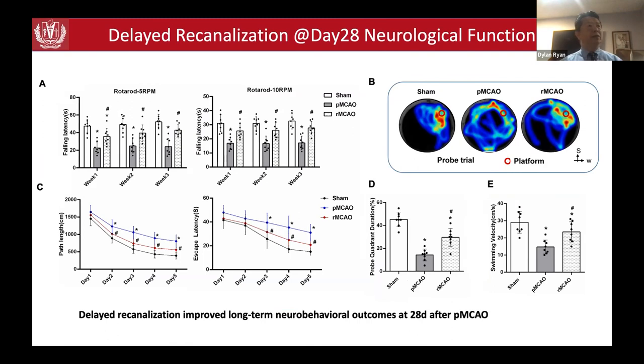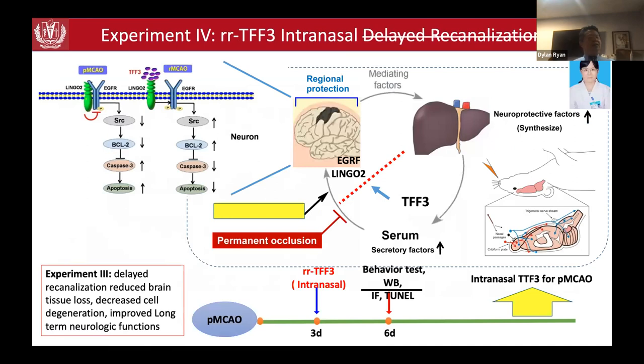Let the TFF3 from the liver get to the blood and then get to the brain. If you don't reopen the vessel, they stay in the blood. And after 10 days, they're gone. So if we reopen the vessel, they go into the brain. They make such a huge difference. So is this really TFF3?